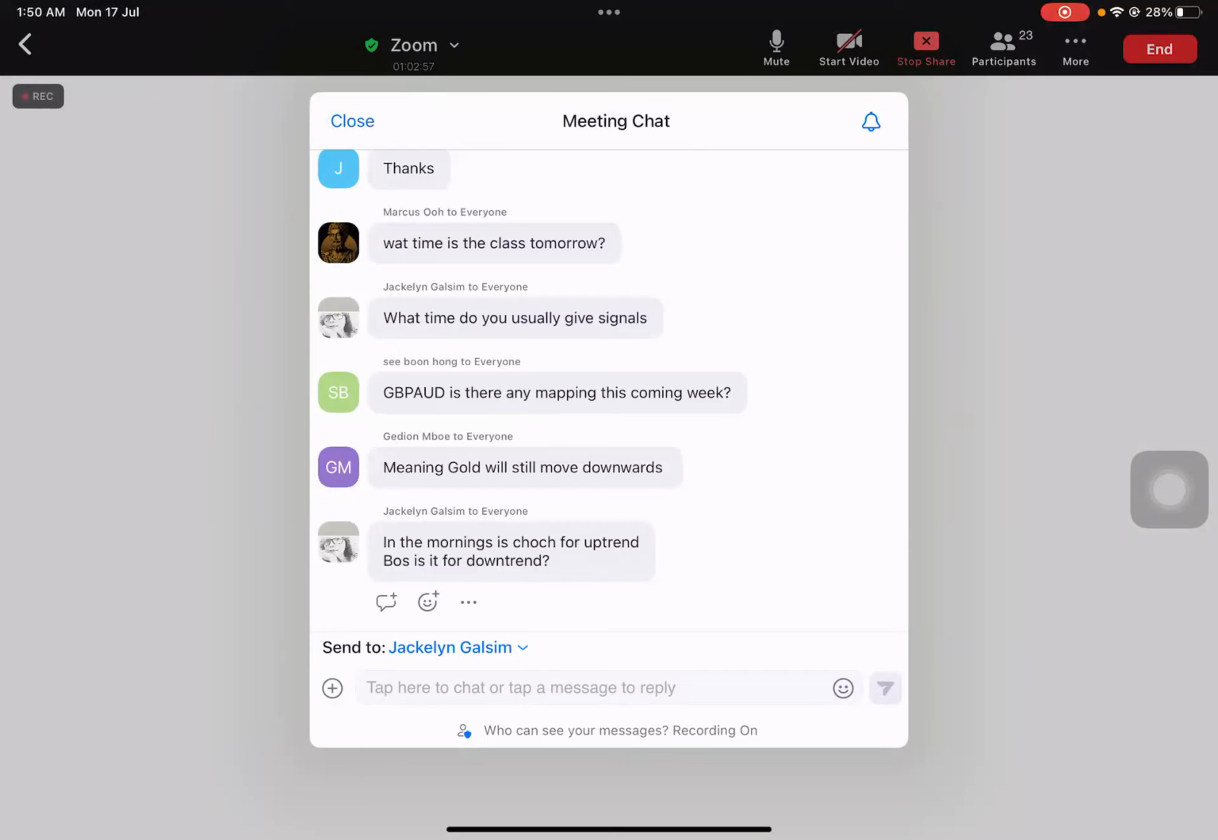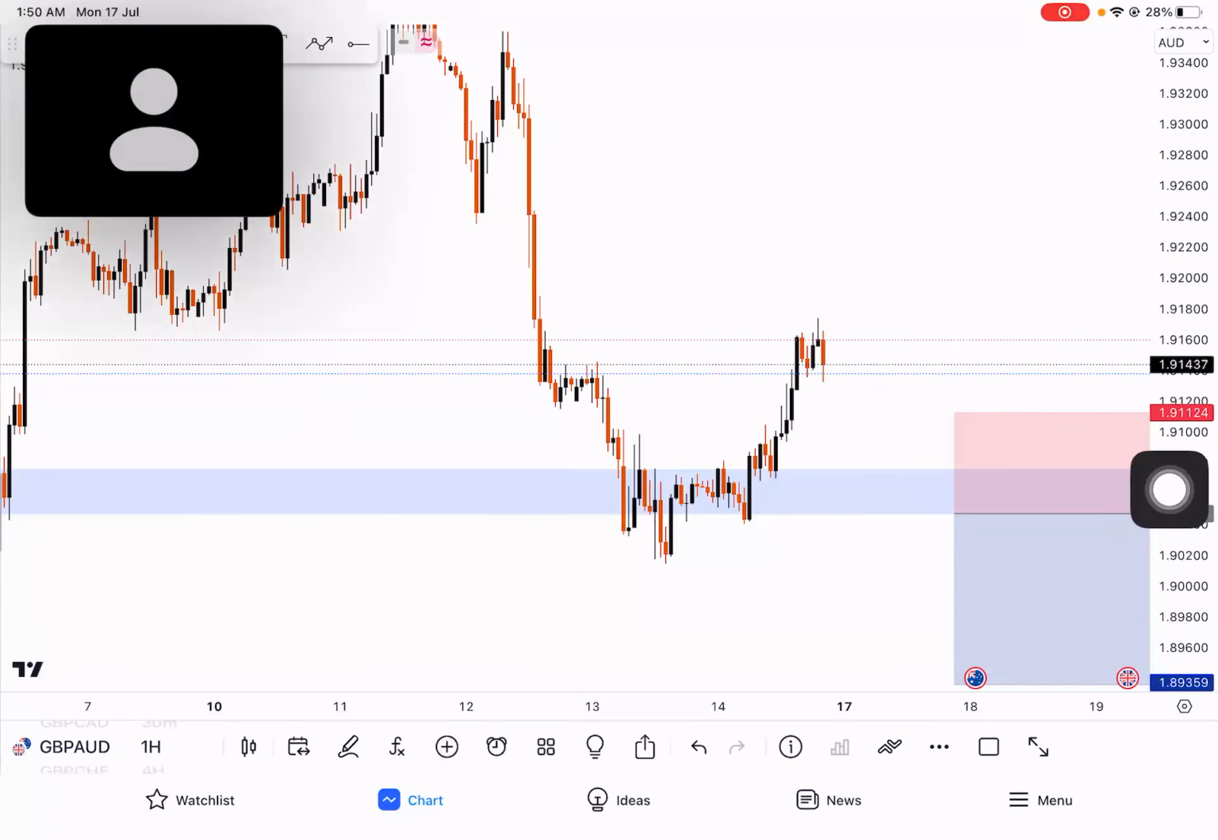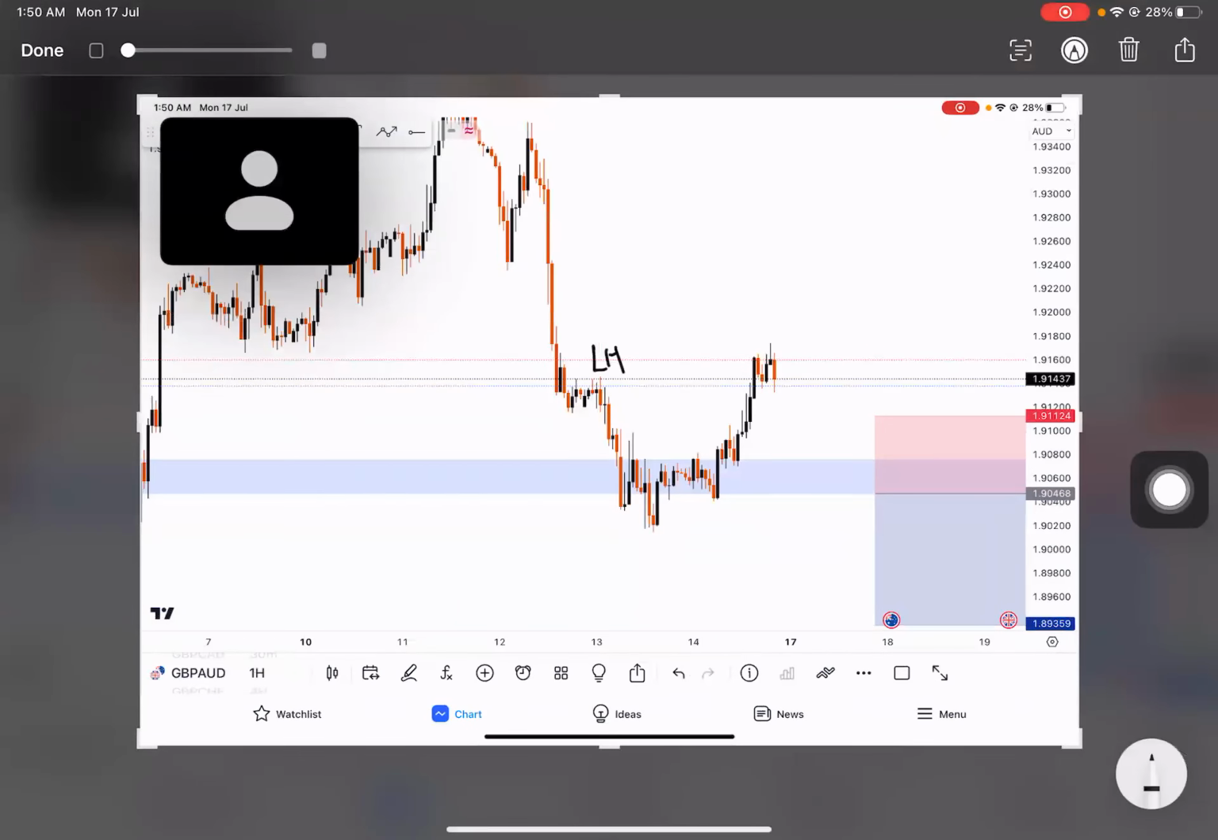In the morning is a call for uptrend, but it's for downtrend. No, the change of character, I just explained to you guys. For right now, yes. You see this one is the previous lower high that broke out the supports, a significant lower high of the downtrend. If you break out this lower high and form a new higher high, we call it a change of character. And this one is the boss because it's following the trend, the downtrend.